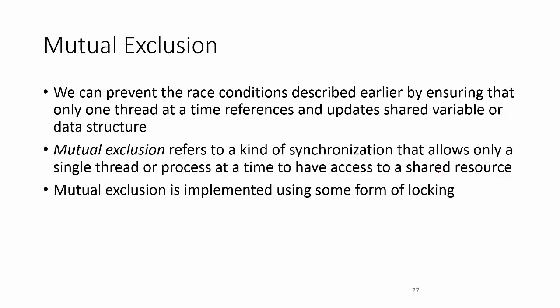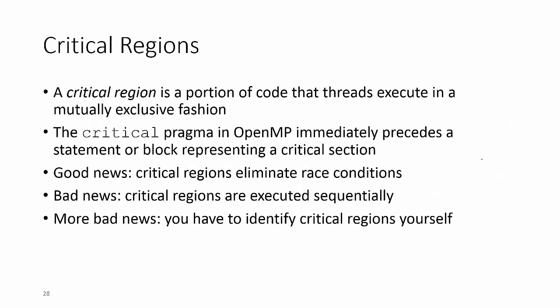Mutual exclusion is a kind of synchronization that allows only one single thread or process at a time to access a shared resource, a data structure. It's typically implemented with some form of locking, but it could also be done using lock-free data structures. A critical region is a portion of code that threads execute in a mutually exclusive fashion. In OpenMP, we have the critical pragma that you can use. The good thing with critical regions is that they eliminate race conditions. However, if you have many critical regions executed, they sequentialize your program. And another piece of bad news is that you need to identify these critical regions yourself.